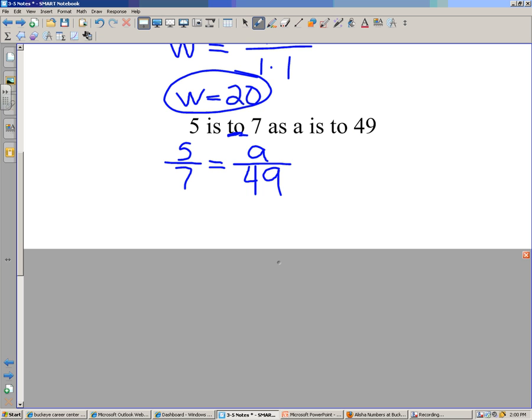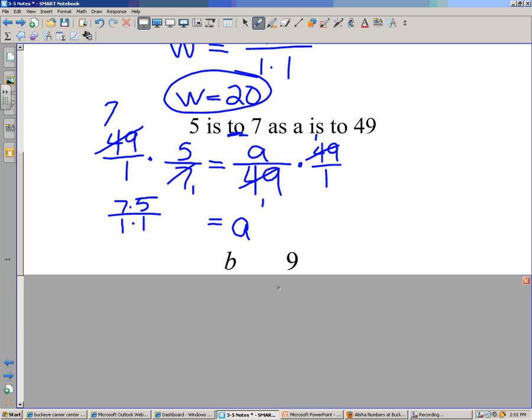How do I solve for A? Multiply both sides by 49 over 1. These are going to cancel to 1, and I'm left with A equals, can I cross-reduce here? Yeah. 7 and 49 are both divisible by what? 7. So 7 divided by 7 is 1. 49 divided by 7 is 7. There you go. So I have 7 times 5, which is 35. 1 times 1. So I'm left with, I'm running out of room here. 35 equals A.